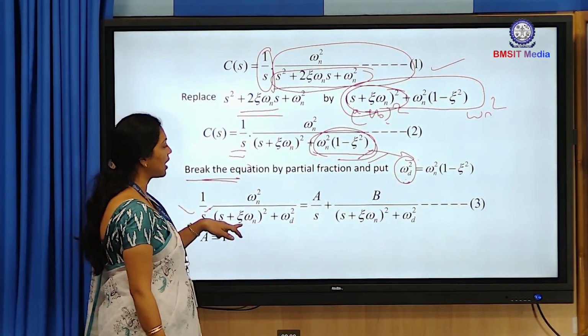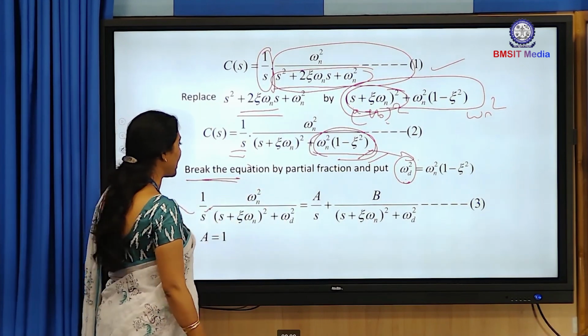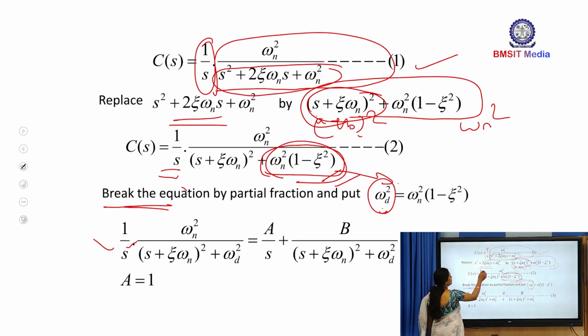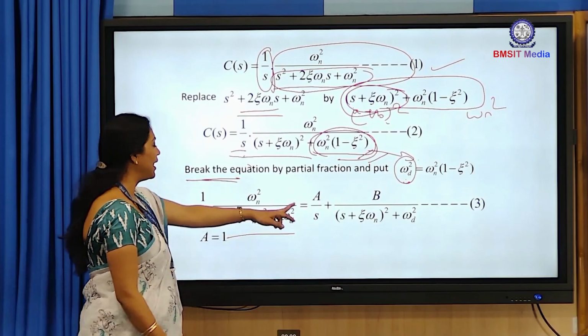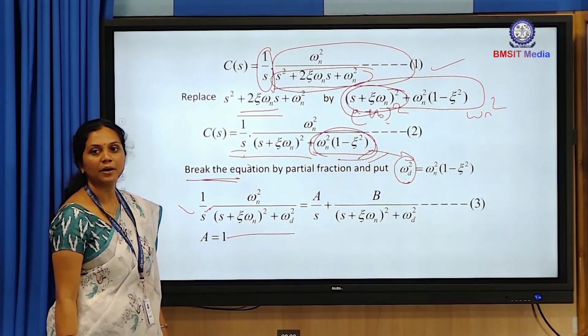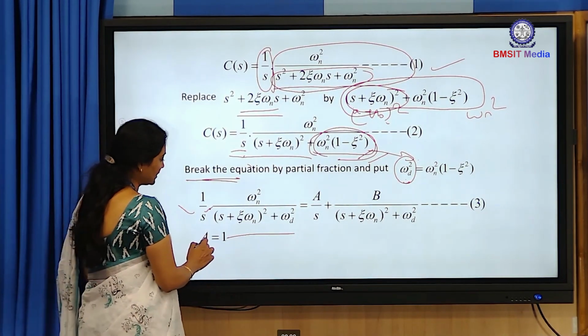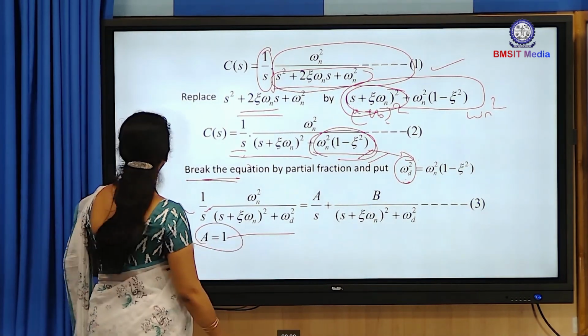So what will be after, and also we will be applying the partial fraction method. So 1 by s, this I am rewriting as it is. So here a by s plus b divided by s plus zeta omega n the square plus omega d square. Let us call this my equation number 3. Now let us consider the value of a to be equivalent to 1.